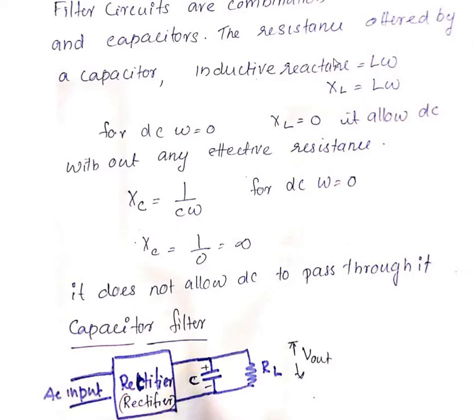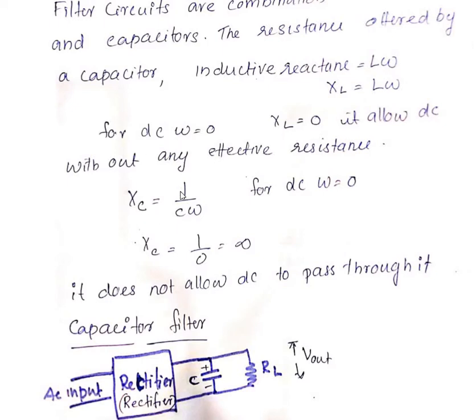What is inductive reactance? It is some sort of resistance offered by the inductance to the flow of current. So XL equal to 0 for DC means the inductor will offer no resistance. That is in the case of an inductor. Then what about the capacitor?